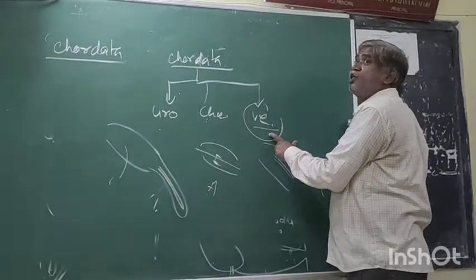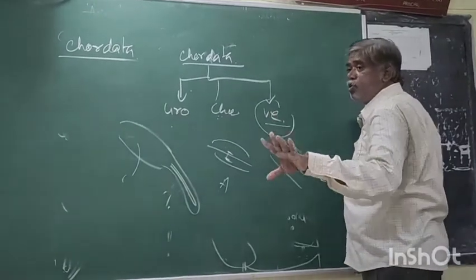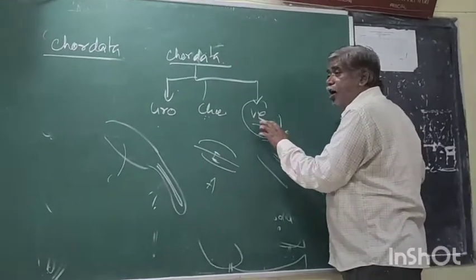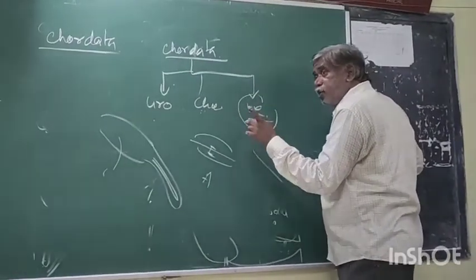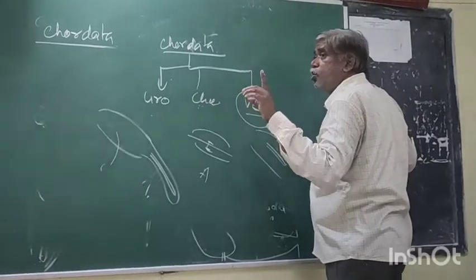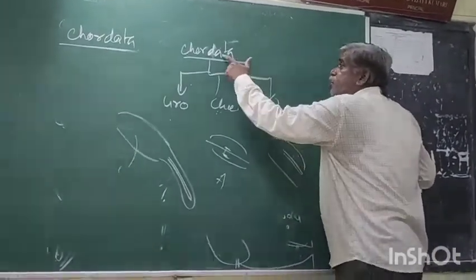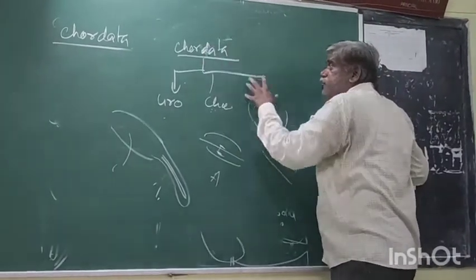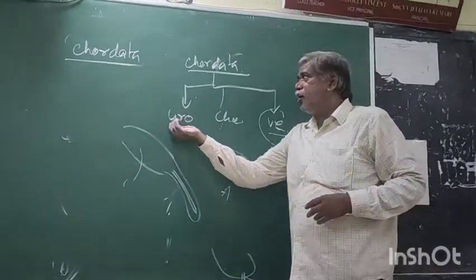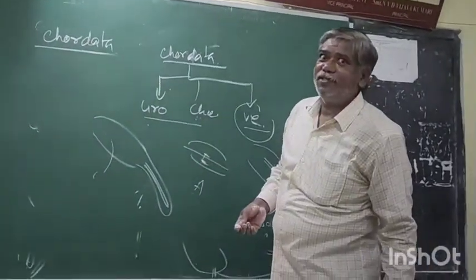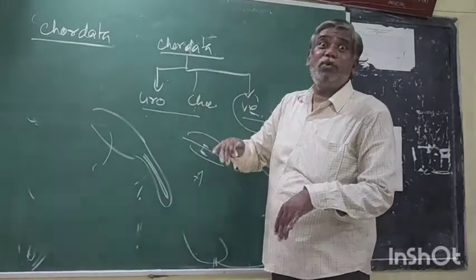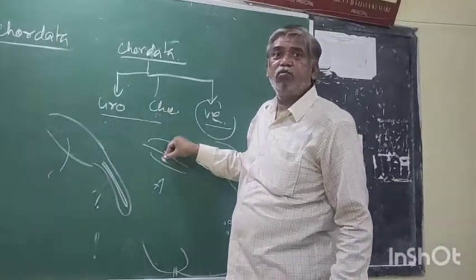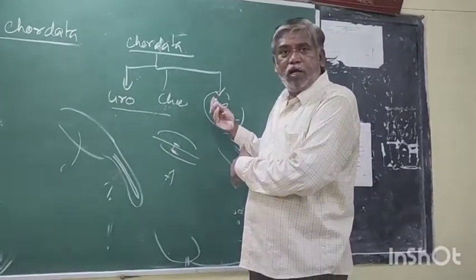So, in the adult condition, the backbone is there. The vertebral column is there. There is no notochord. But the embryonic stage contains the notochord. So, in the embryonic stage, they show the chordate character. Hence, vertebrates are chordates. All chordates are not vertebrates, because there are chordates that are invertebrates. Why are they chordates? Notochord is there. Why invertebrate? The vertebral column is absent.